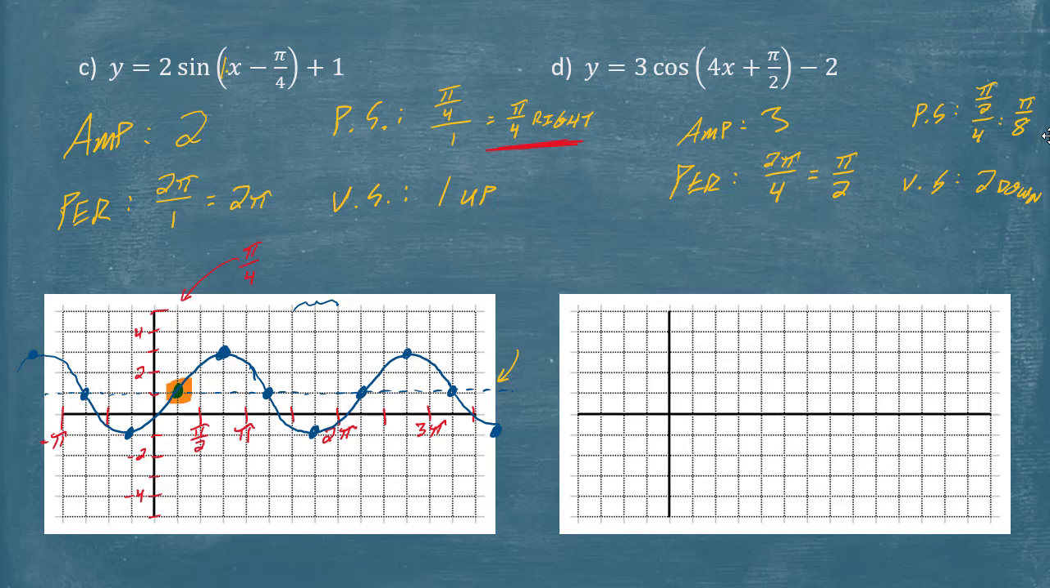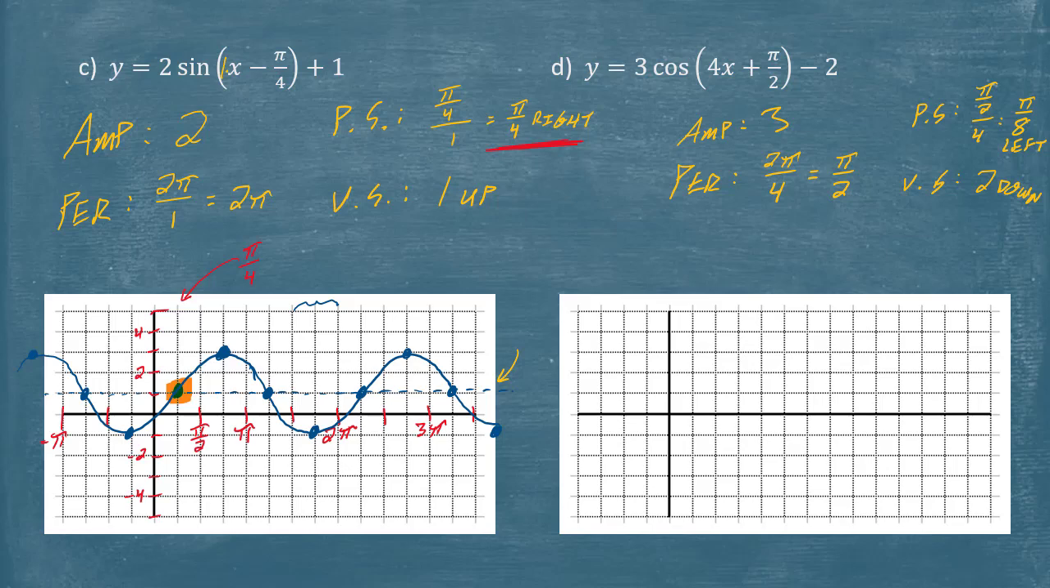And the phase shift, because it was addition, I should also probably mention was to the left pi eighths, just for my own sake. So I know it's going to be pi eighths to the left, or we could call that negative pi eighths, if that helps that way as well.